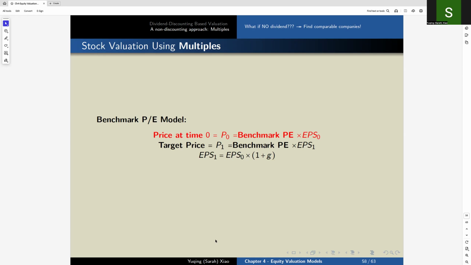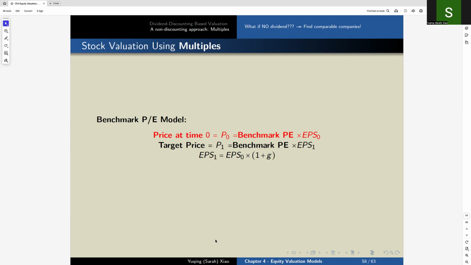Let me give you a very quick example. Suppose the benchmark PE ratio for an industry is 16. If our company's current earnings per share are $3.7, then multiplying these two gives us a value of about $59.2.